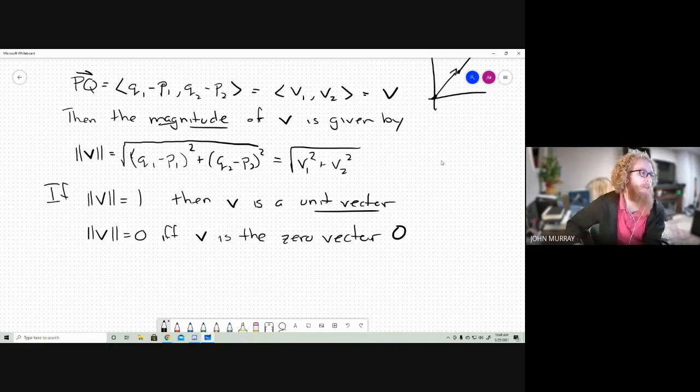Two special conditions. If we find out that the magnitude of your vector is 1, then we call that a unit vector. And if it's 0, well, then we say the magnitude of v is 0 if and only if v is the 0 vector. And that would just be a bold 0.